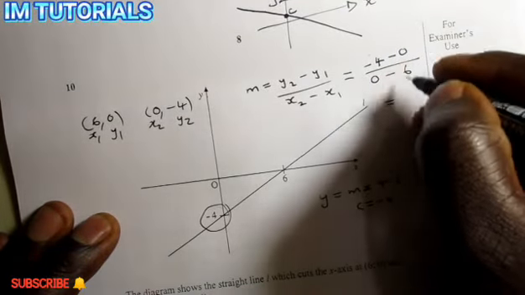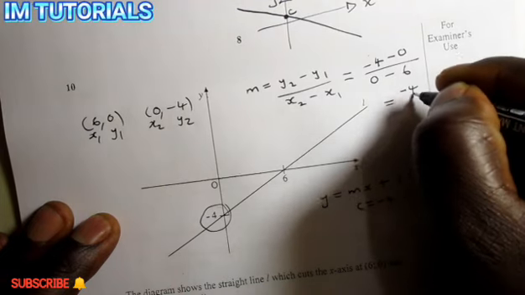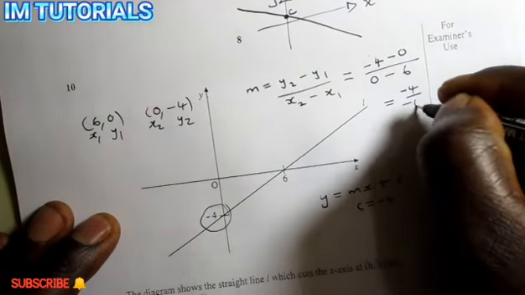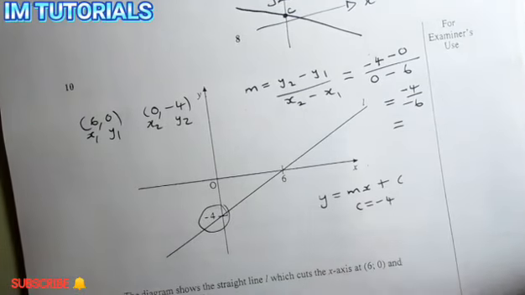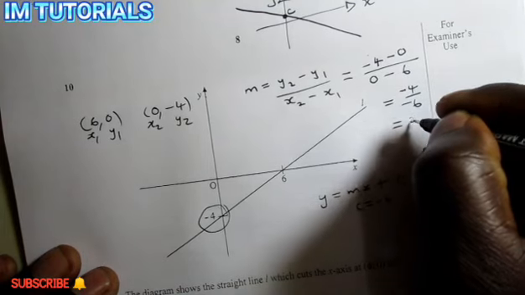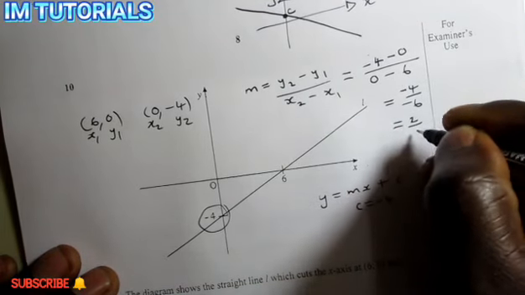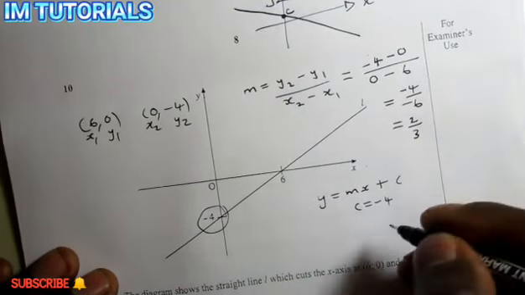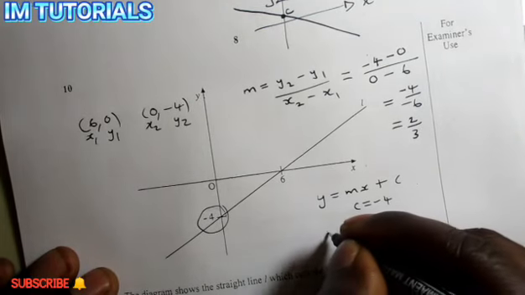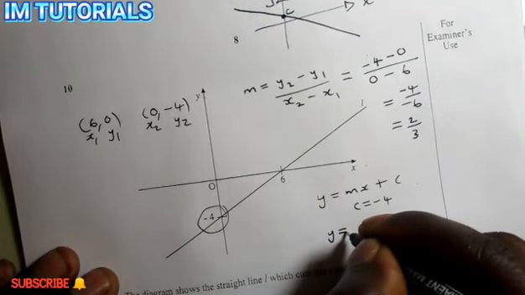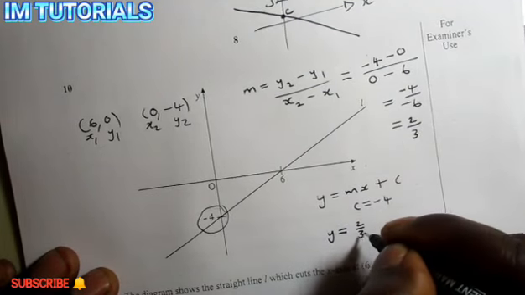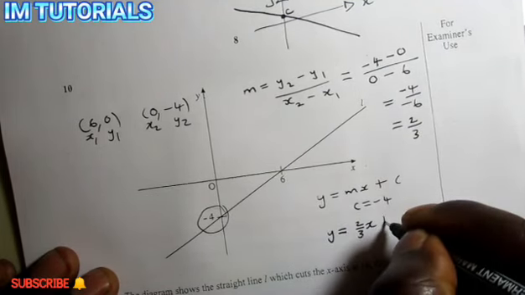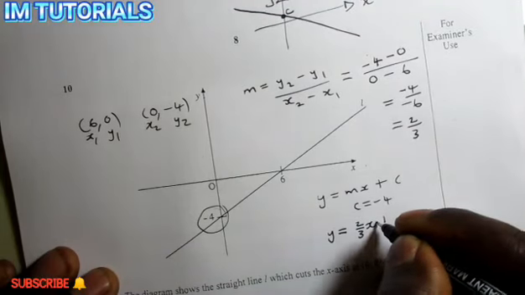So minus 4 minus 0, you get minus 4. 0 minus 6, you get minus 6. Negative and negative cancel out each other, and 2 is a factor of 4 and 6. So 2 into 4 you get 2, and 2 into 6 you get 3. So it means that m is equal to 2/3. So the equation of the straight line is written as y = 2/3 x, and our c is negative 4.